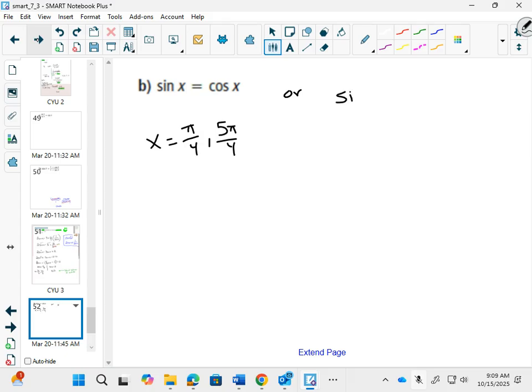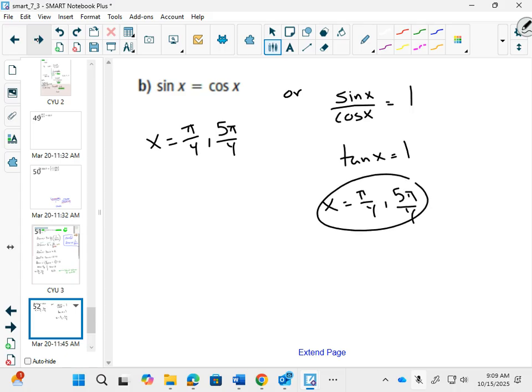We would first divide both sides by cos. You see that that would change that to sine over cos equals 1. And then sine over cos is tan. And now I have only one trig function. What family is tan x equal to 1? Pi over 4. And in which quadrants is tan positive? 1 and 3. Oh my goodness, same answers.